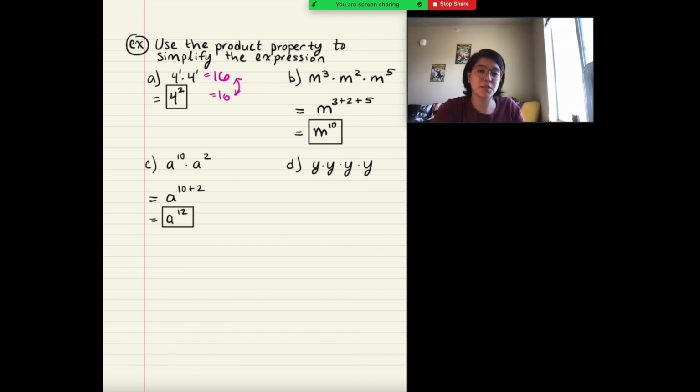Go ahead and try this last one on your own. So we have y times y times y times y. Remember, in each of the exponents of all of these y's, we have 1. So we'll do the same thing. We'll keep our base, which is y, and then we'll add all of our exponents. So we have 1 plus 1 plus 1 plus 1. So we get y to the 4th.